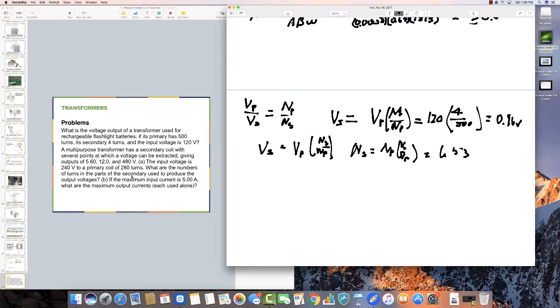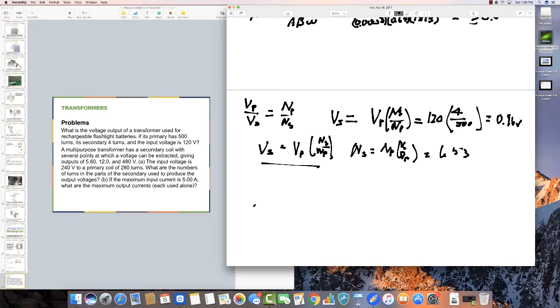In the second one, what are the number of turns of the parts of the secondary to produce these outputs? So the second one, you want to have an output of 12. So now you're going to put 12 in here, divided by 240 times that. And then in the third one, you're going to put 480. And so in each case, you're going to just change the numbers.